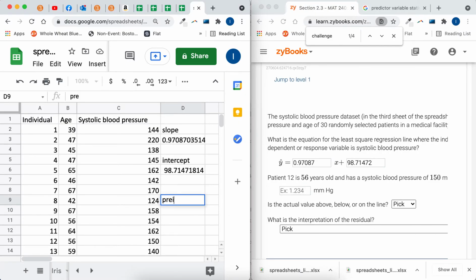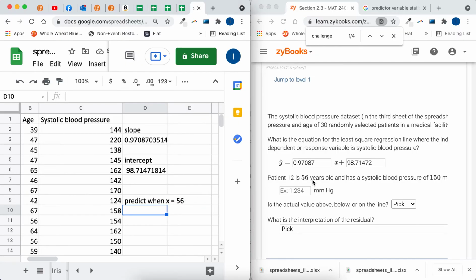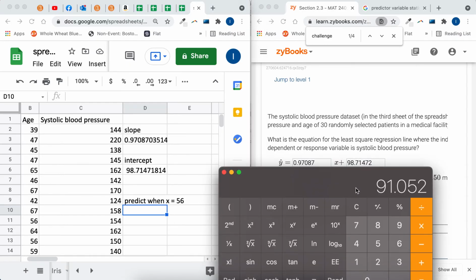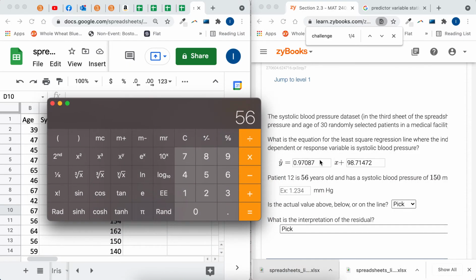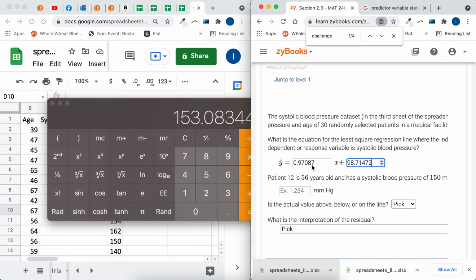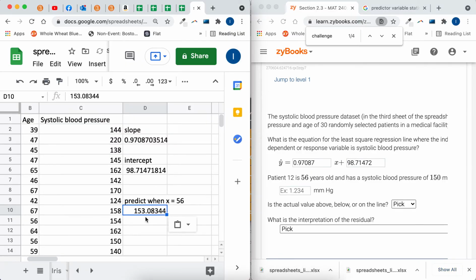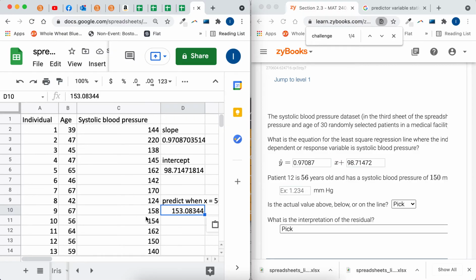So we're predicting when x equals 56. And to do that, all you have to do is plug 56 into your regression equation for x. So there's our x right there. 56 goes in there, and x is right next to the 0.97, so you have to multiply by 0.97087, and then add the intercept, 98.71472. So that's what we're predicting for our blood pressure. Now that's not the residual though, that's our prediction. We want to compare it to an actual value. Patient 12 down here, 56 years old, their actual blood pressure was 150. So the residual is how far off it is.